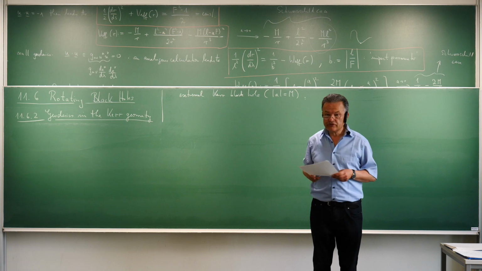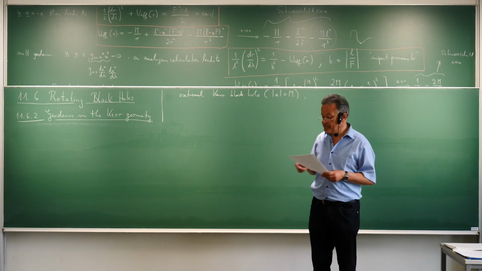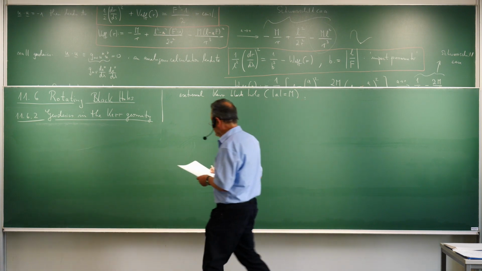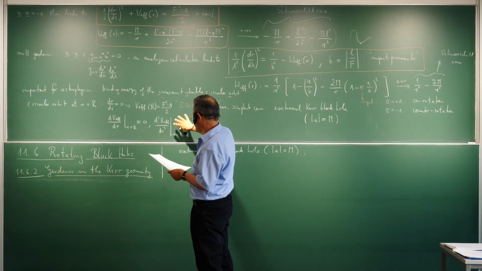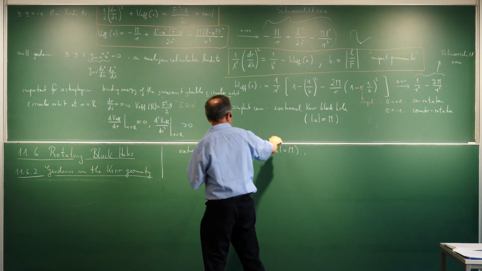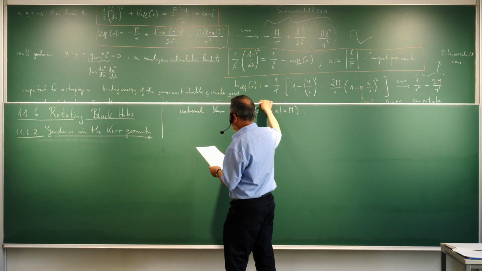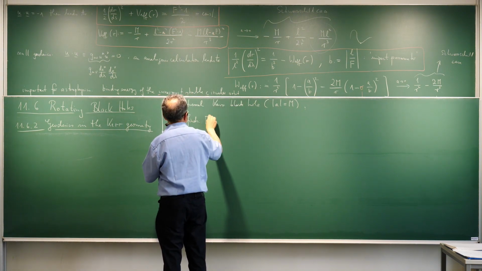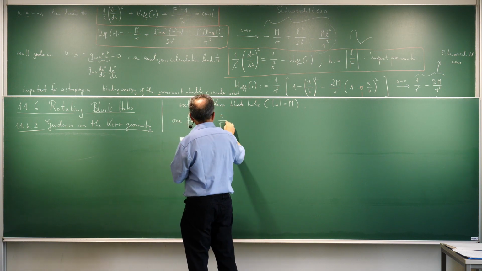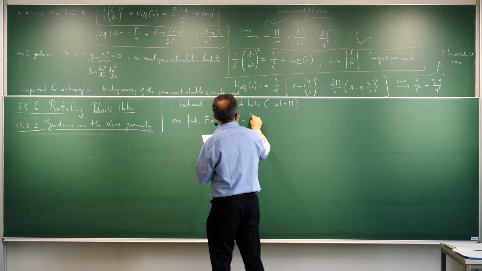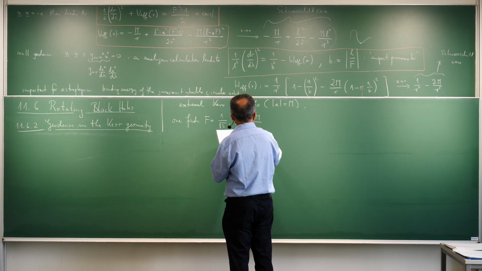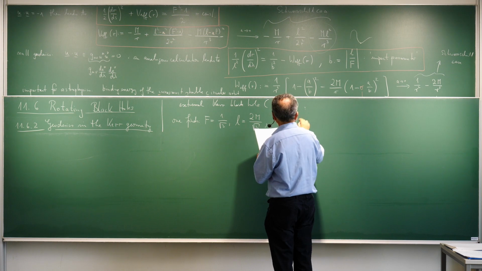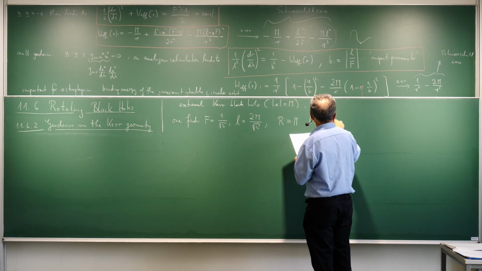So we have a brief look at the case of the extremal black hole, A equals M, for the ISCO. If you use these equations just for that case, you set A equal to M, then you find simple results. One finds F is just 1 over square root of 3, L is 2M over square root of 3, and R is equal to M. This is for the co-rotating case.